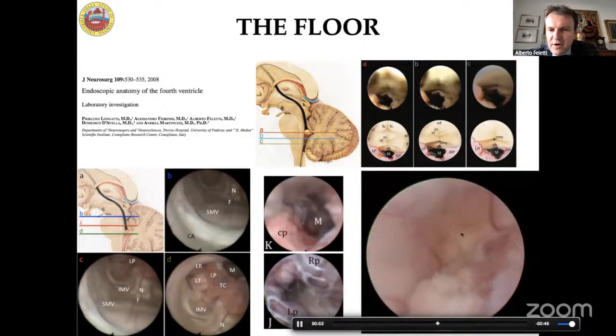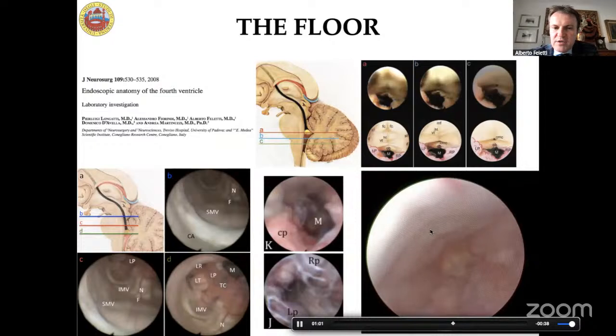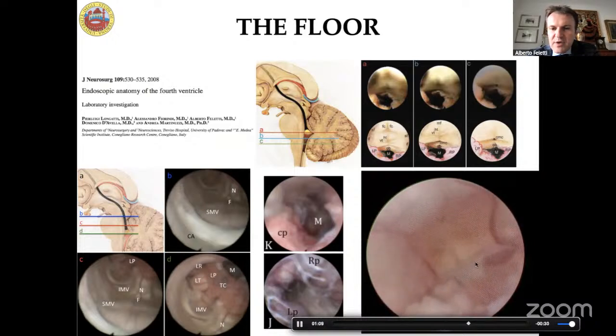In this video it is not so clear, but we can have a very nice vision of the area of the calamus scriptorius, which is quite hidden during microscopic approaches to the posterior fossa, because there is a membrane down here, which is called the membrane of the obex, which obstructs the vision basically during microscopic approaches.